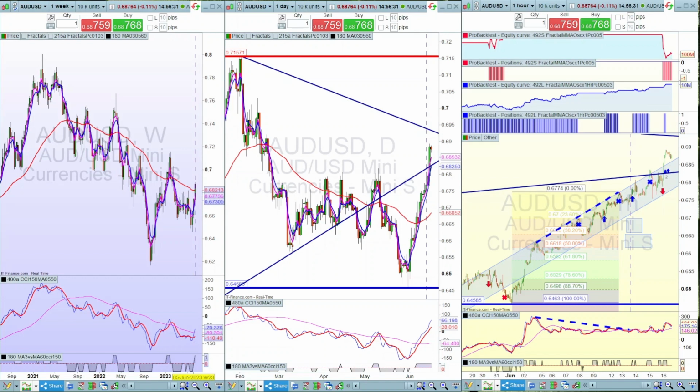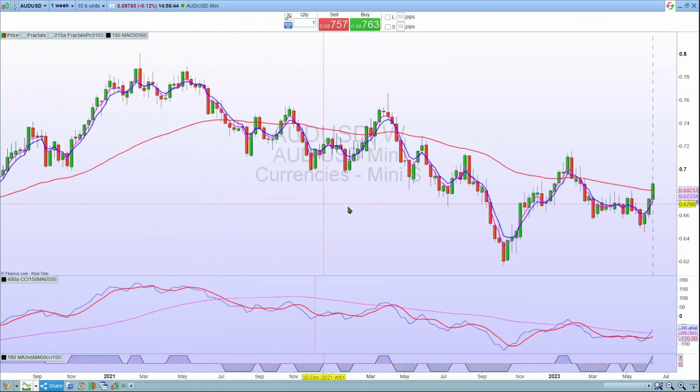Today is June 16, 2023. This is the Aussie US dollar currency update. On the weekly and daily we're in a bullish momentum, and on the hourly it's broken down into a neutral but possibly going higher. Let's have a look at each of these timelines.